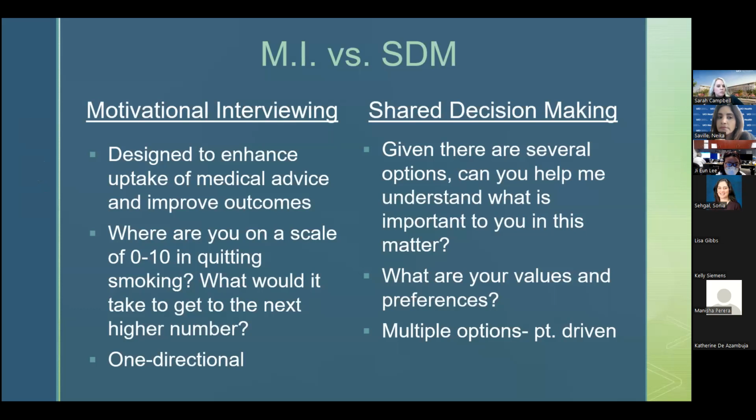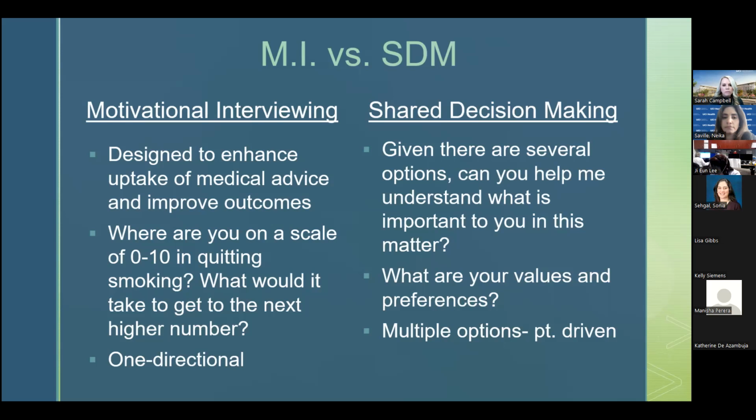So, the differences between MI and shared decision-making. MI is a great technique to use, but it is more one-directional, and we'll talk a little bit about the differences. But it's great to use when you're engaging patients in behavior change. So if you want them to engage in some type of behavior change, this is a great technique to use. But motivational interviewing is designed to enhance uptake of maybe medical advice and improve an outcome.